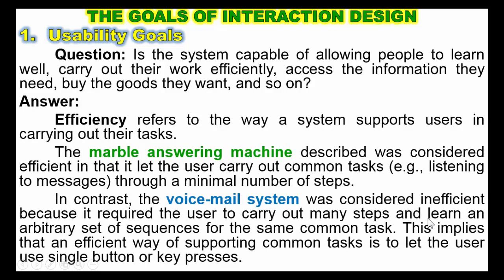The marble answering machine described was considered efficient in that it let the user carry out common tasks, for example, listening to messages through a minimal number of steps. In contrast, the voicemail system was considered inefficient because it required the user to carry out many steps and learn an arbitrary set of sequences for the same common task. This implies that an efficient way of supporting common tasks is to let the user use single button or key presses.